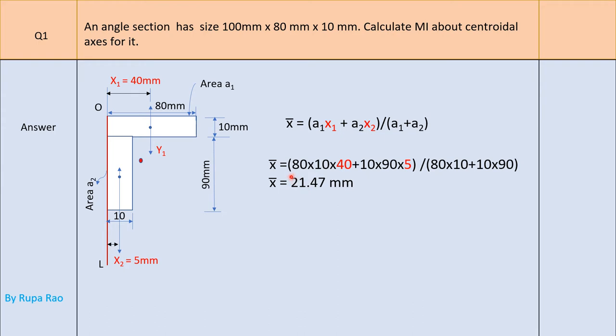Now take the calculators in your hand and start doing the calculations from here. Bracket open 80 into 10 into 40 plus 10 into 90 into 5 bracket close divided by bracket open 80 into 10 plus 10 into 90 bracket close is equal to. You will get this answer, 21.47, and the unit is mm. If you have not got the answer, you can try the calculations once more. Start from here, keep the brackets properly for the numerator and the denominator, and press the buttons very slowly and correctly so that you get the correct answer. So this is x bar.